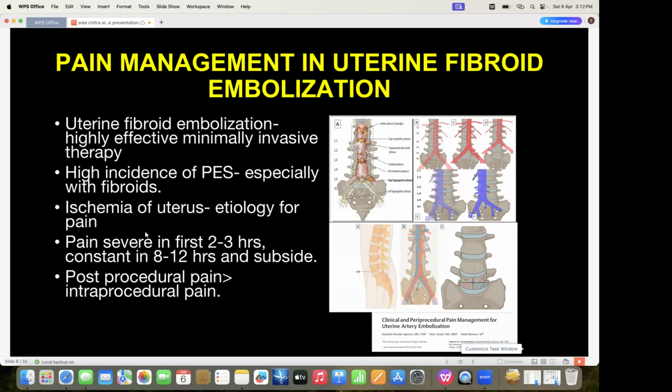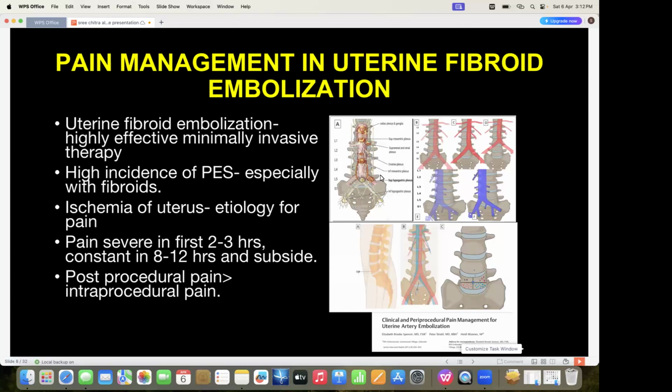Usually the pain will be severe in the first 2 to 3 hours, it reaches a plateau over 8 to 12 hours, and then it subsides. After about 24 hours, the pain subsides. During the procedure, usually there will not be any pain. It's only after the procedure that pain starts.